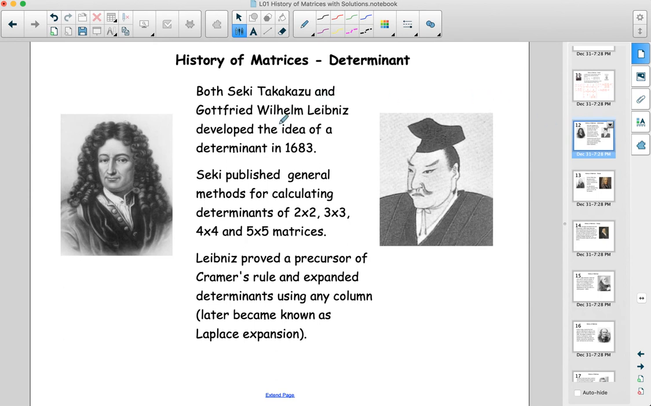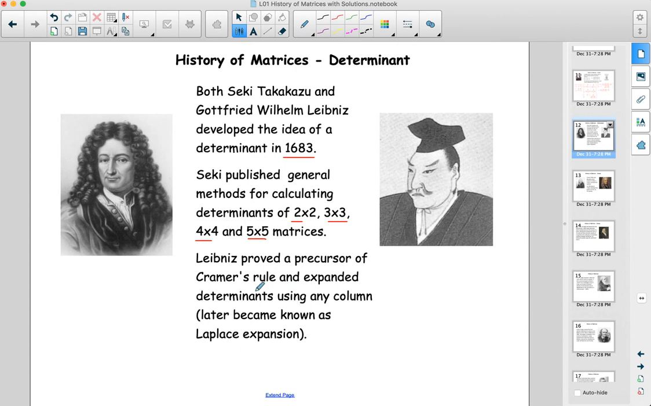Seki Takakazu and Leibniz developed the idea of a determinant, both around 1683. Seki published general methods for calculating the determinants of 2 by 2, 3 by 3, 4 by 4, and 5 by 5 matrices. The greater the order of the matrix, the more difficult it is to find a determinant. It's very simple to find a determinant of a 2 by 2. You then have to split into 2 by 2s to do a 3 by 3. And then a 4 by 4, you'd have to split into 3 by 3s and 2 by 2s. So it becomes more complicated.